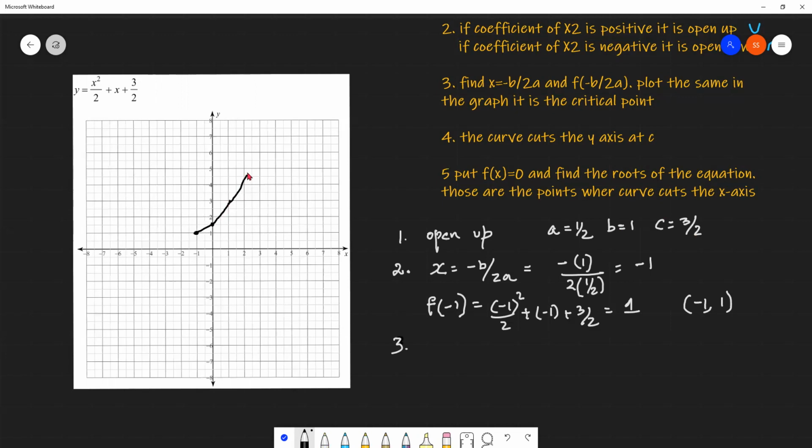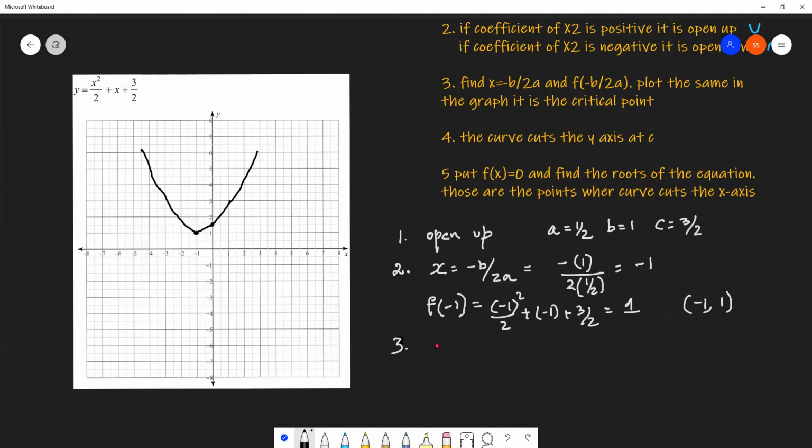So it's approximately in this shape. I'm not plotting all the other points perfectly, but the critical point is perfect and this point is perfect. Since it is open up, it doesn't cut the x-axis. So this is how you will do this problem.